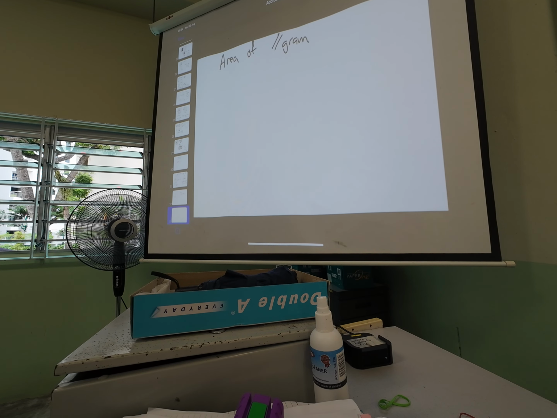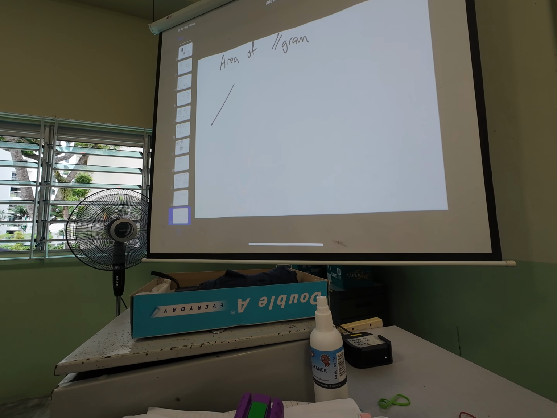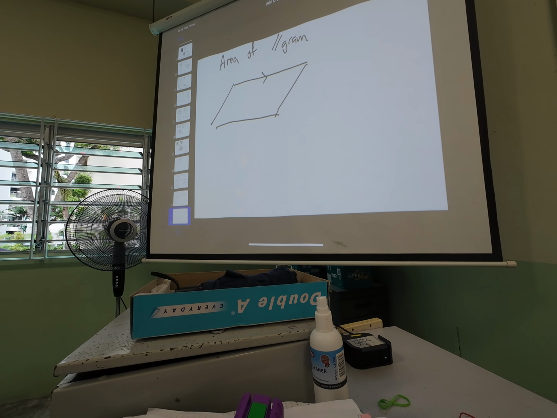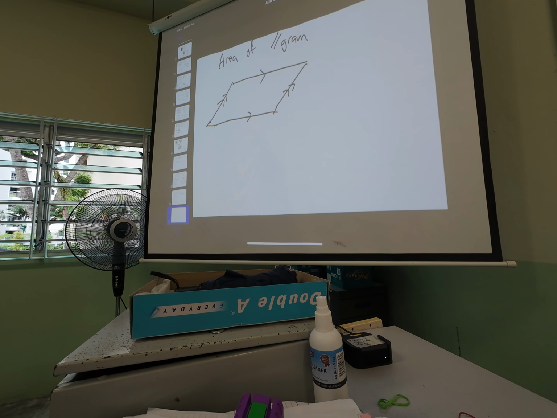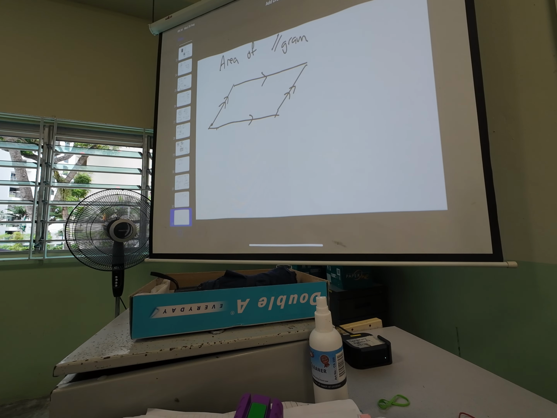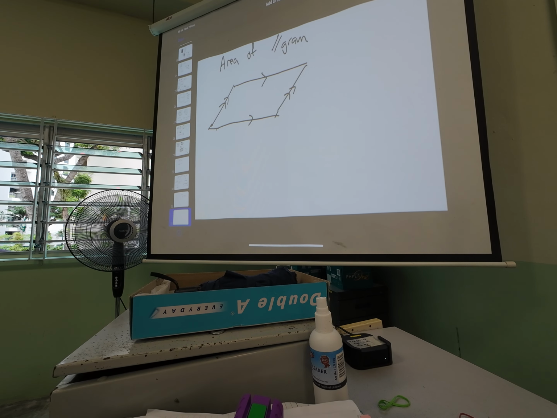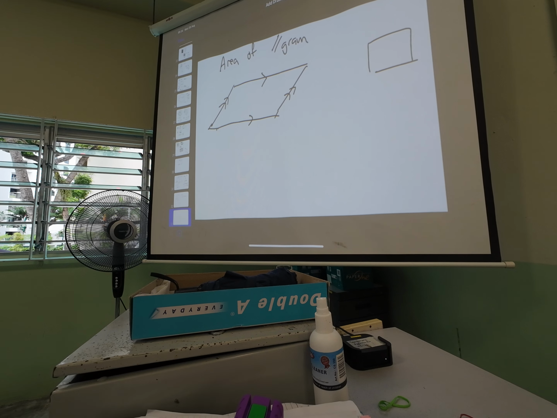Okay, next we want to move on to area of parallelogram. Parallelogram, all the opposite sides are parallel to each other. Okay? Then, if we want to find the area of this parallelogram, we want to link it to an area of a shape that we already know. And then the shape is a rectangle.